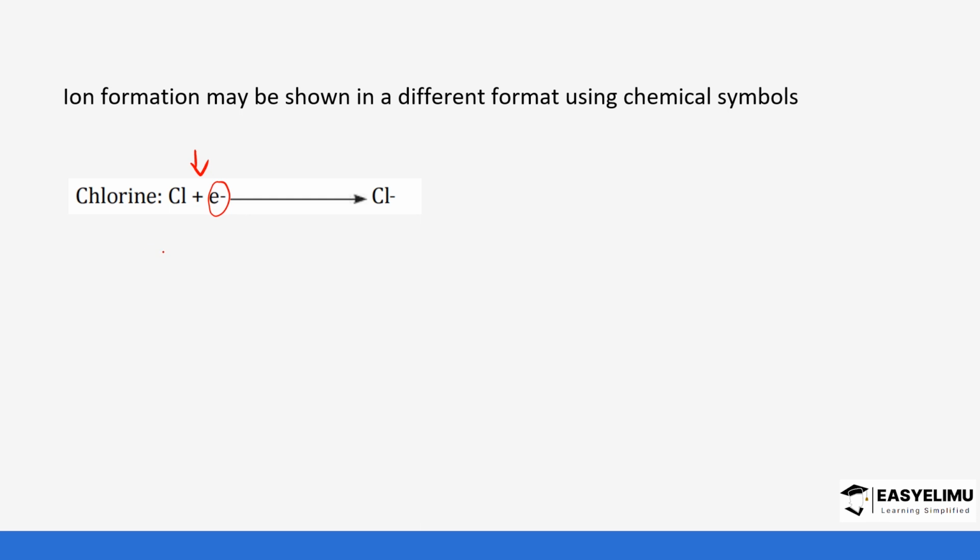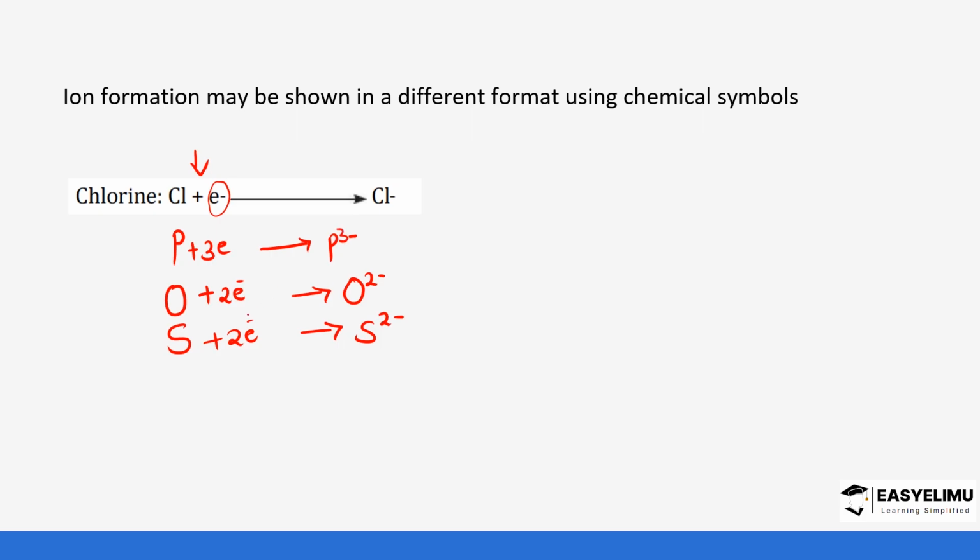So another example we have discussed is phosphorus, which gains 3 electrons to form the phosphide ion. We have oxygen, which reacts to gain 2 electrons to form the oxide ion. We have sulfur, which also gains 2 electrons to form the sulfide ion.